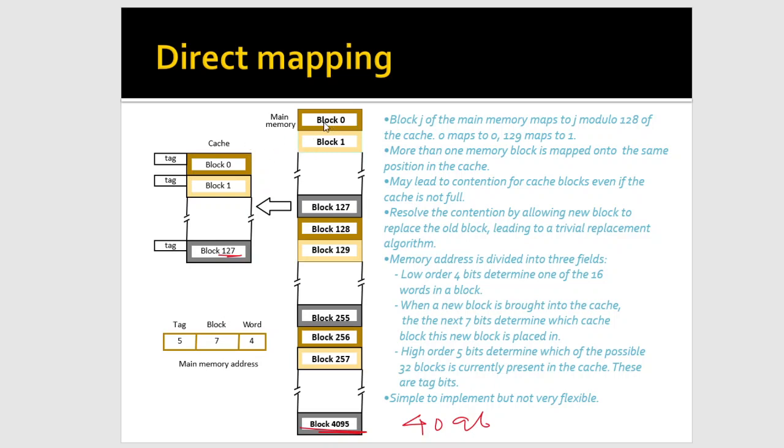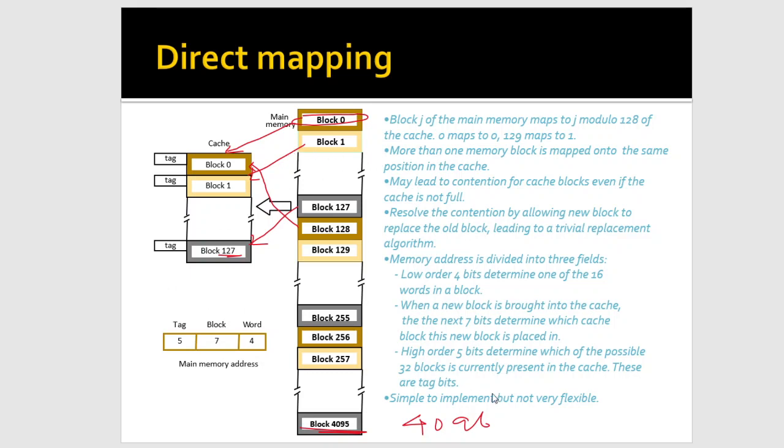In direct mapping, the approach is like this: block 0 of the main memory will map to block 0 of the cache memory, and subsequently block 1 will map to block 1 of the cache memory, and block 127 of the main memory will map to block 127 of the cache memory, and block 128 will map to block 0, and so on. The mapping which supports this type of mapping of blocks from the main memory to block frames of the cache is known as direct mapping.